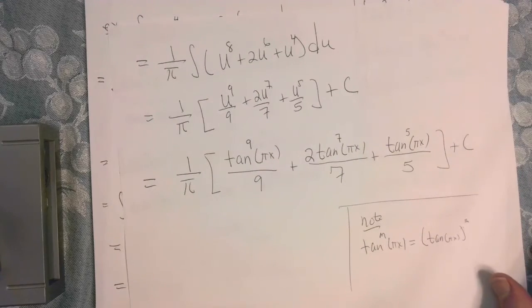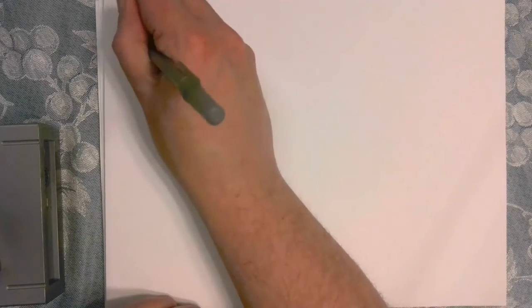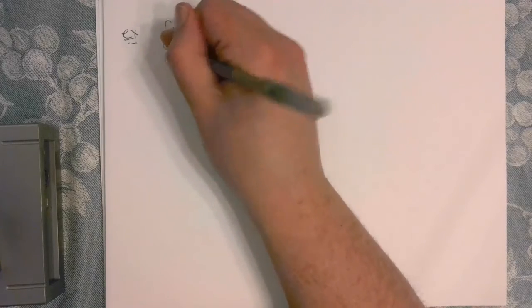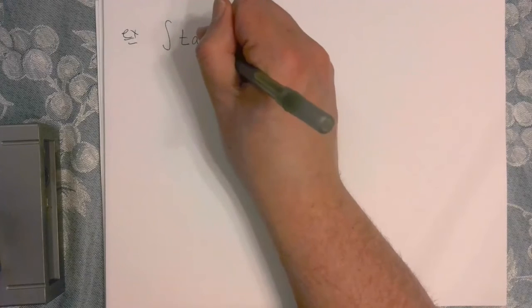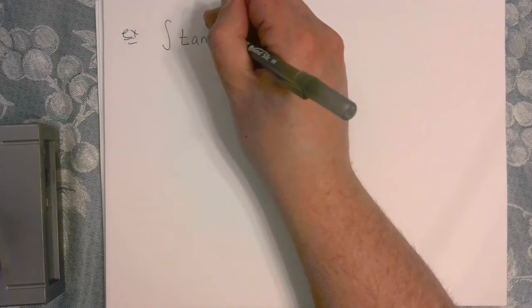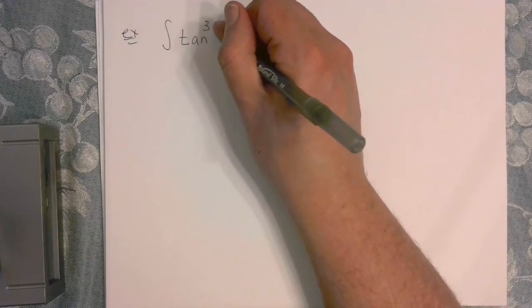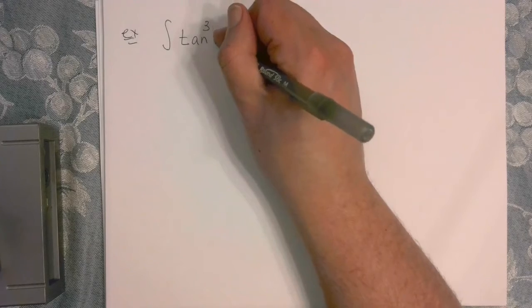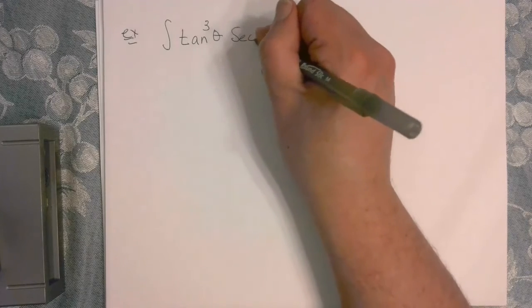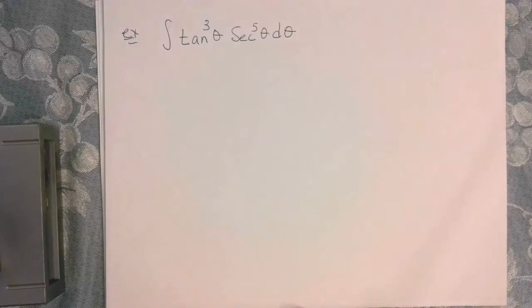All right, so let's try one more integral involving tangent and secant. Let's try tangent to the third of theta, secant to the fifth of theta, d theta, maybe something like this.